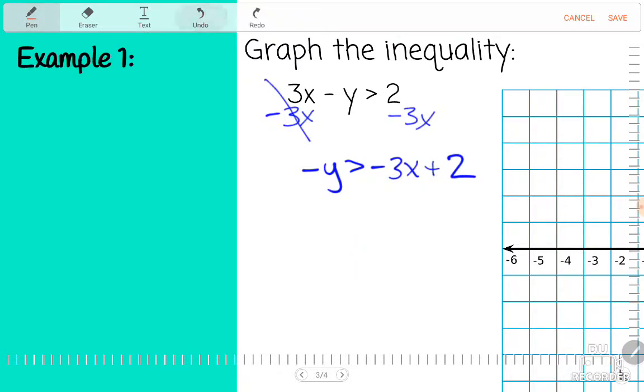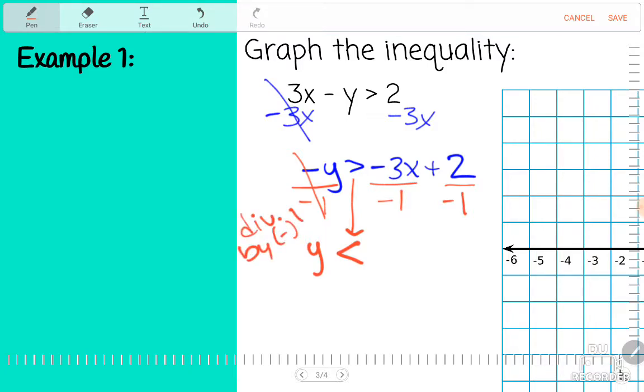Okay, and then I need to get rid of this negative. So I'm going to divide everything by negative 1, which will cancel that negative out, so I just have y. I divided by a negative, so I need to flip my sign. Okay, so I flip my sign, and let's see, negative 3x divided by negative 1 gives me a positive 3x. Positive 2 divided by negative 1 would give me minus 2.